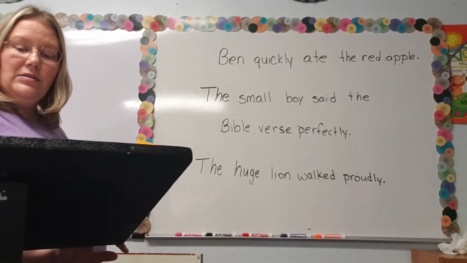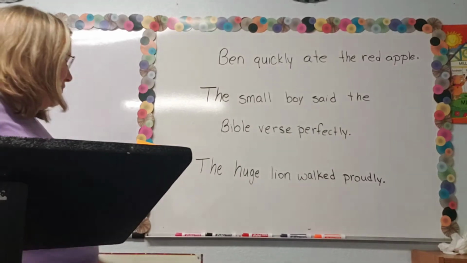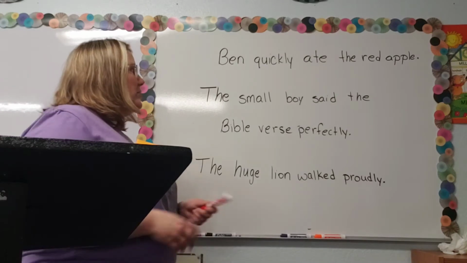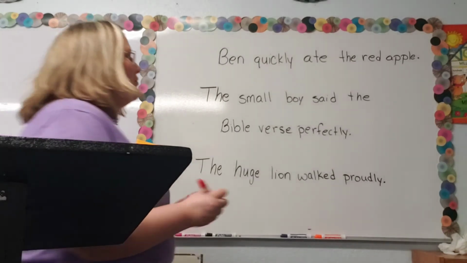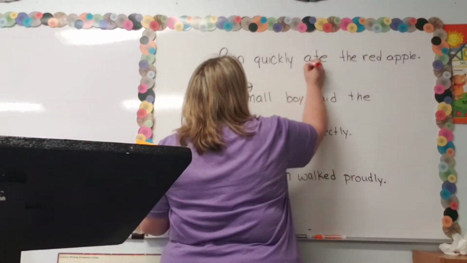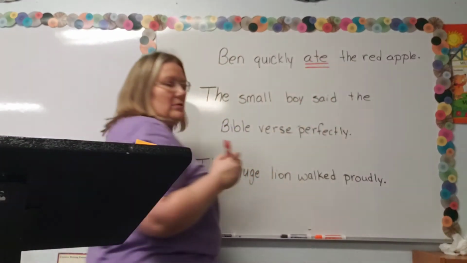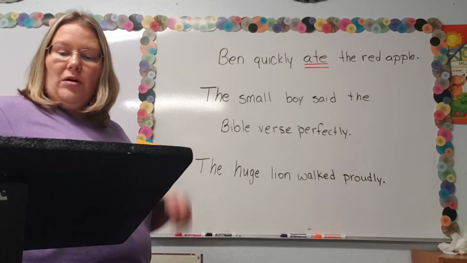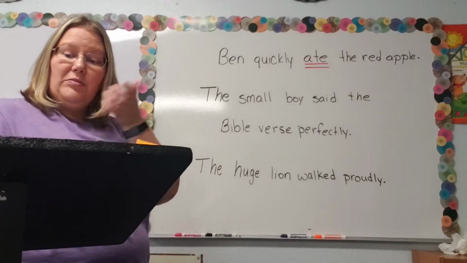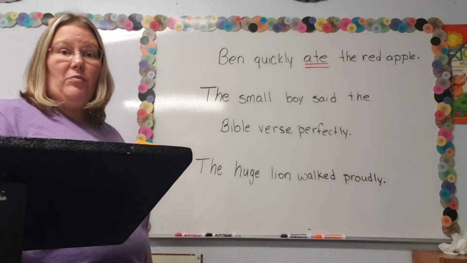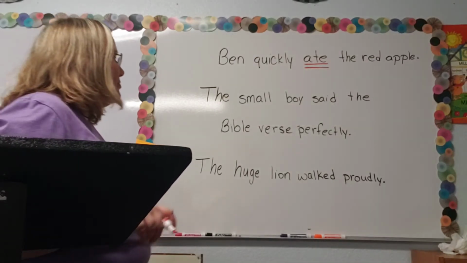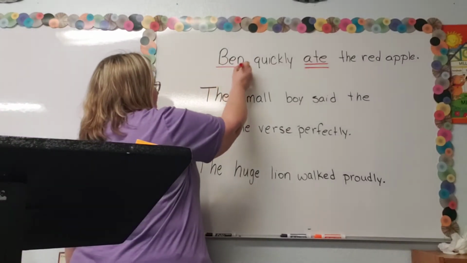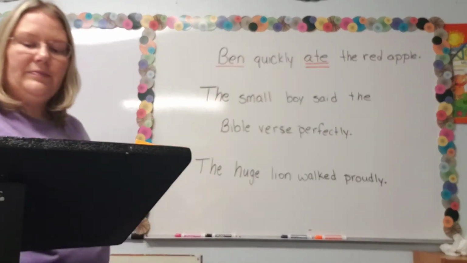Okay, it says to draw 2 lines under each verb. So what is our verb in Ben quickly ate the red apple? Okay, our verb would be ate. That is our action word. Number 2 says draw 1 line under each subject. Remember, some sentences may have more than one subject. So Ben quickly ate the red apple. Ben is my subject, so he has 1 line.